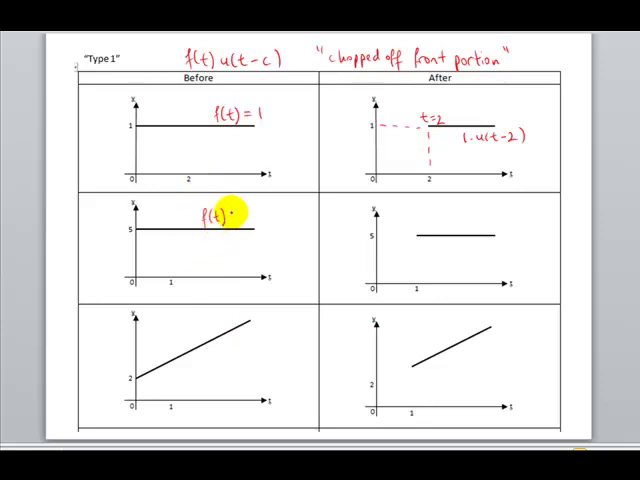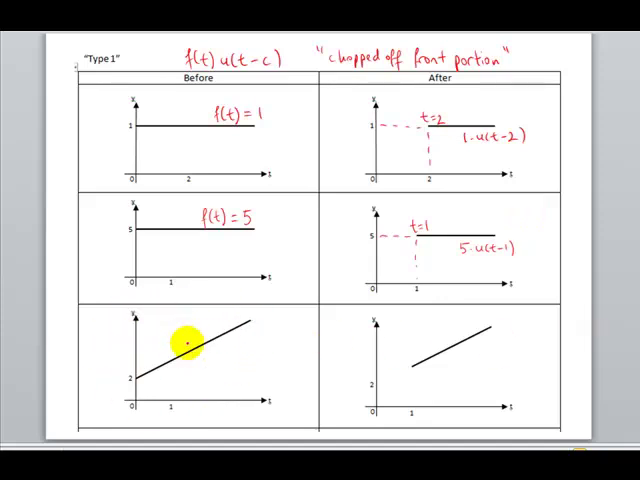Similarly, this original signal function is a horizontal line at 5. So as you can see, the front portion is chopped off and it only switches on at 1 o'clock onwards. So we write this as the original signal function 5, switched on at 1 o'clock.